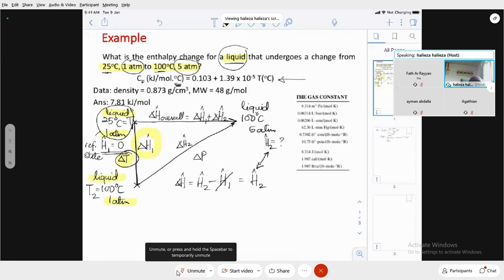From liquid at 25 degrees C, 1 atm, you go to liquid at 100 degrees C, 1 atm. What changed? Anybody? From liquid at a temperature of 25 and a pressure of 1 atm, going to liquid at a temperature of 100 degrees C, 1 atm. What changes? Of course, temperature. What about the pressure? Constant. It's constant.